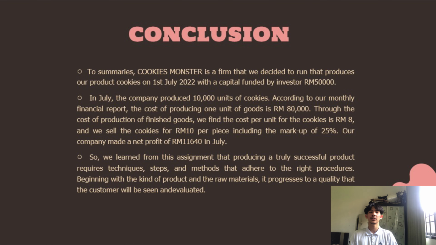In conclusion, to summarize, Cookies Monster is the firm that we decided to run to produce our product, cookies, on the 1st July 2022 with a capital fund by investor of RM15,000. In July, the company produced 10,000 units of cookies. According to our monthly financial report, the cost of production of finished goods is RM80,000 through the cost of production of finished goods. We find the cost per unit of the cookies is RM8 and we sell the cookies for RM10 per piece including the markup of 25%.